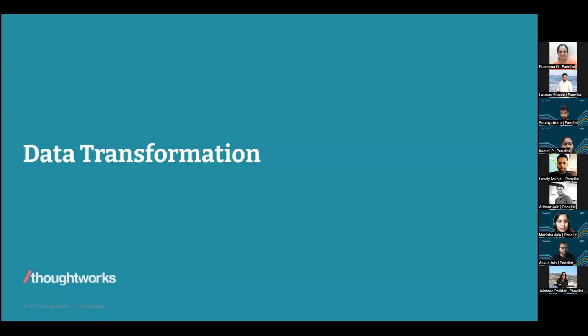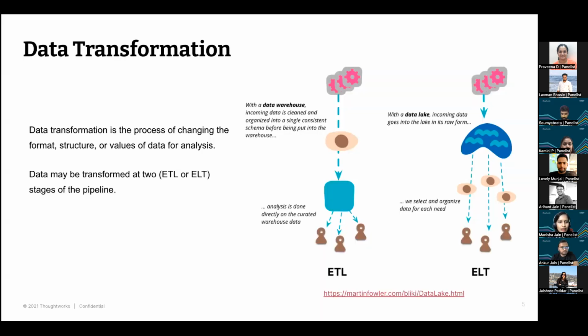Moving on. We are going to focus on data transformation, as you've seen in the title of the talk. And what is data transformation? Data transformation is a process of changing the format, structure, or values of your data for analysis. We'll go into understanding what is format, structure, and values in the next slide. But when does this data transformation happen? We saw earlier that data is coming in, it's getting ingested, and then there is processing. But at which stage do we do transformation?